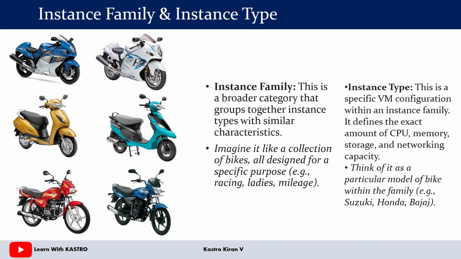Similarly, instance type is nothing but within the same instance family. Within the same instance family, the instance type might be changing based upon the configuration. Some instances might have high amounts of CPUs. Some instances might have high amounts of memory. Some instances might have low amounts of storage capacity. So based upon our requirement, we are going to choose a specific instance family, and inside that instance family, we are also going to select a specific instance type. So this is the simple difference between an instance family and an instance type.